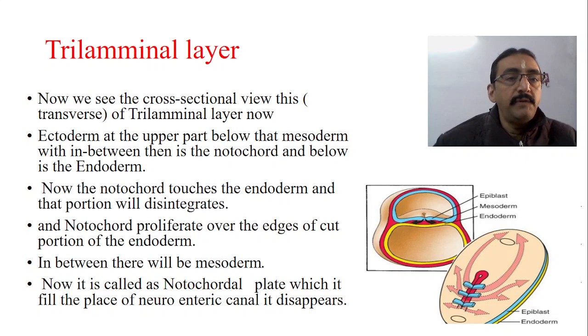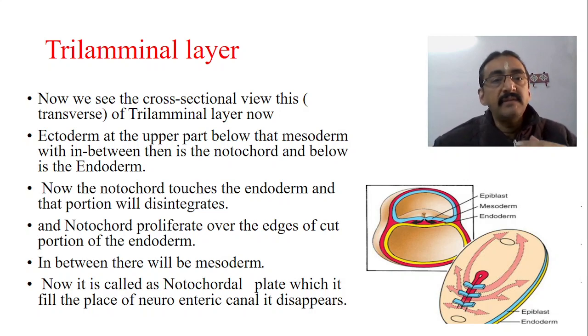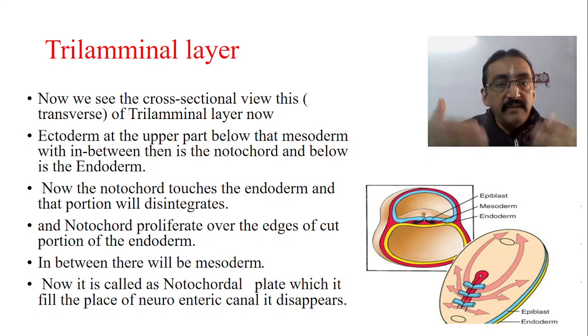Now if you see the cross-sectional view of these three layers, it can be seen as shown in the figure. Ectoderm is the uppermost part, and below that there will be mesoderm, and in between, there is the notochord, and then below is the endoderm. So first you have ectoderm, then mesoderm, and in between there will be a notochord, and below that there will be endoderm. So this is the arrangement.